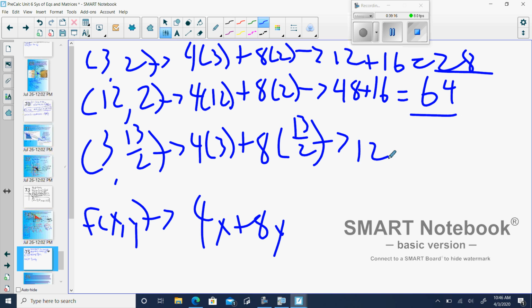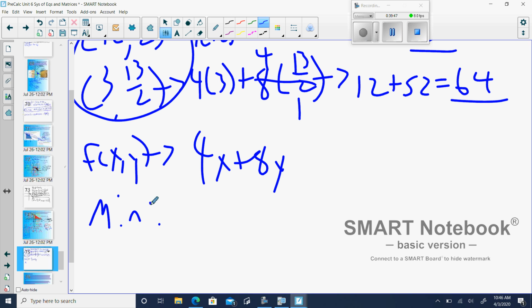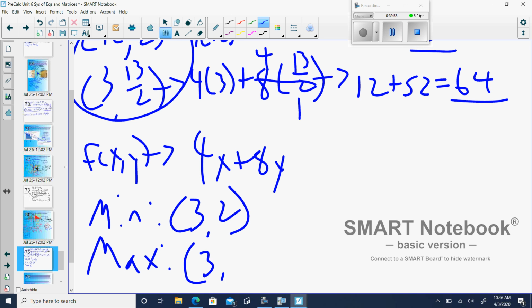And then here we have 12 plus, oh, what's that? 2 goes into 2 once, goes into 8 4 times. 4 times 13. If you play any kind of card games, we have 4 suits, 13 cards per suit in a card deck, so that's 52, and 12 plus 52 is 64. Oh, that's interesting. Look at that. So we're looking for max and min. So the min's easy, right? Our min occurs at (3, 2). Now the max is a little bit harder because we have (3, 13/2) and (12, 2).